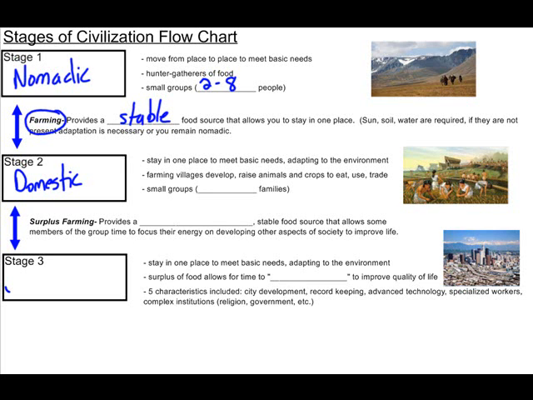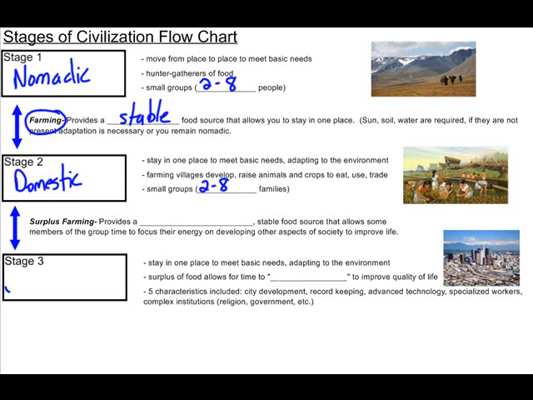Now, because there is such a stable supply of food, the population is going to go up. So instead of 2 to 8 people, now we're going to have anywhere from 2 to 8 families, and maybe even more. And so the farming villages and being domestic is going to enhance life and make it somewhat easier.